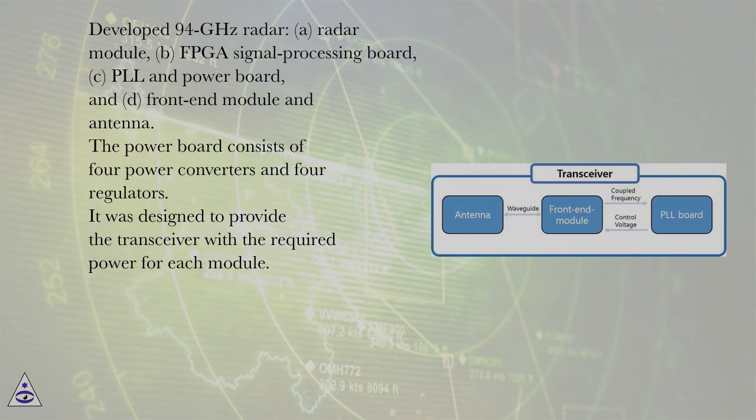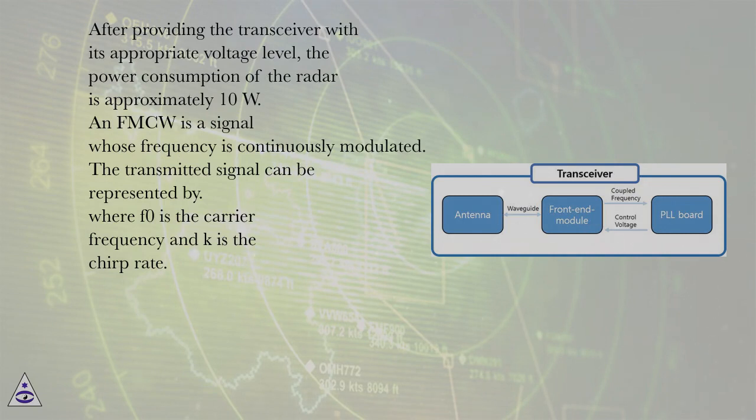Developed 94 GHz radar, A, radar module, B, FPGA signal processing board, C, PLL and power board, and D, front-end module and antenna. The power board consists of 4 power converters and 4 regulators. It was designed to provide the transceiver with the required power for each module. After providing the transceiver with its appropriate voltage level, the power consumption of the radar is approximately 10 W.